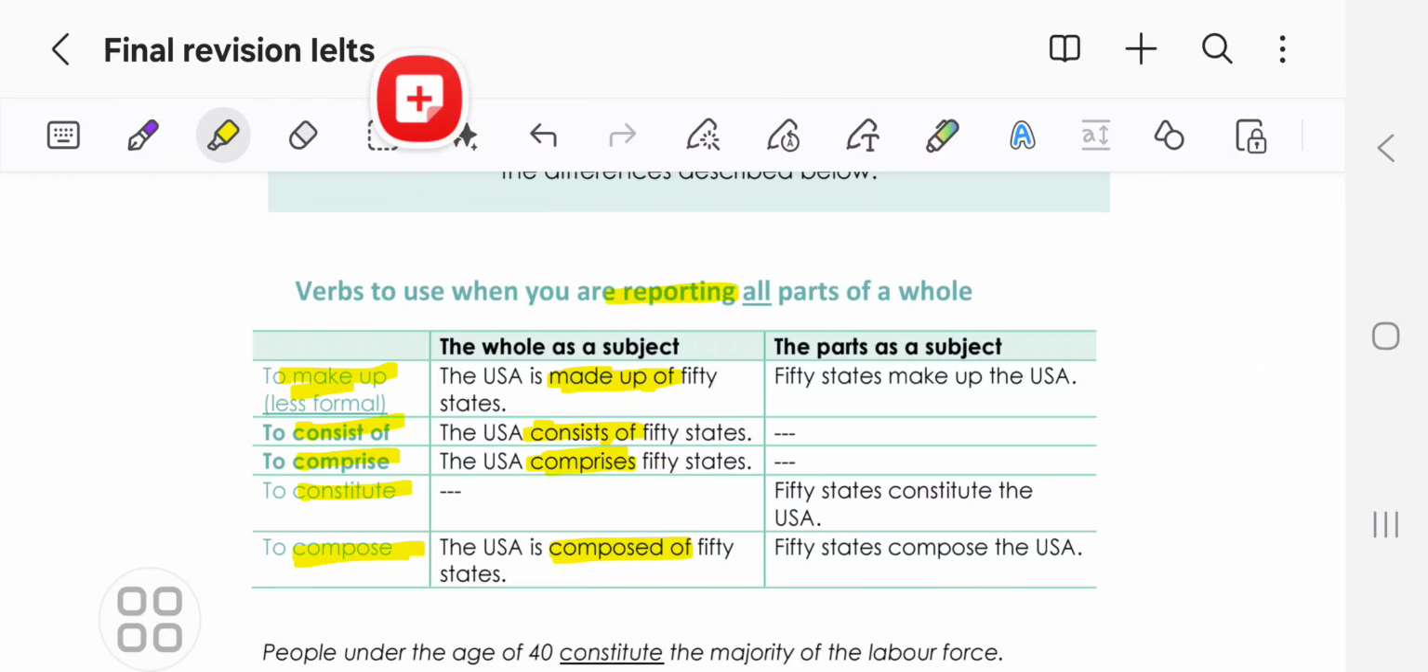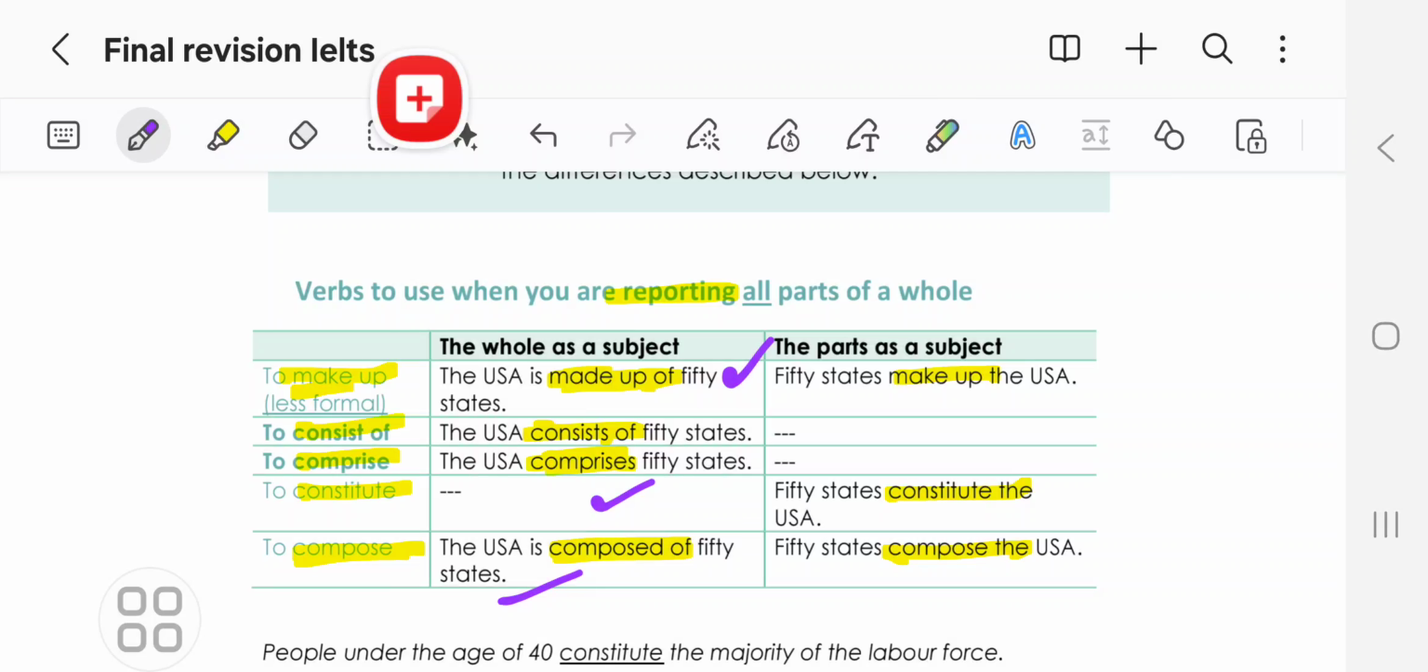That's what you have to understand. So the USA is composed of 50 states. The USA comprises 50 states. And then you can say 50 states make up the USA, 50 states constitute the USA, 50 states compose the USA. But this first part is a little bit easier for you to write.